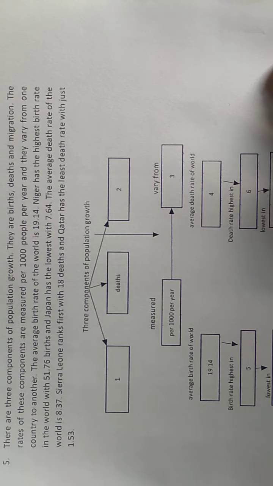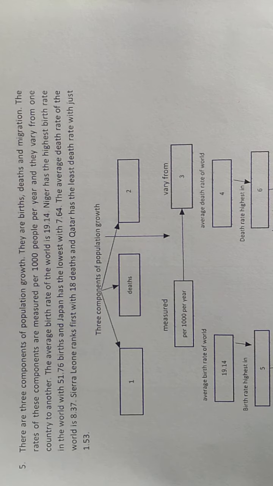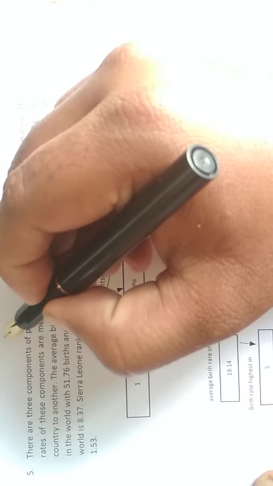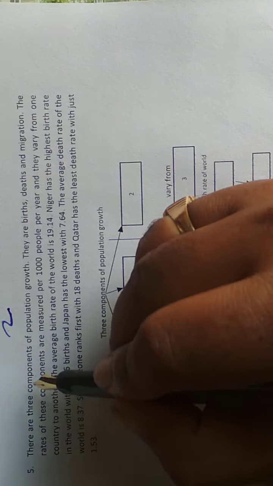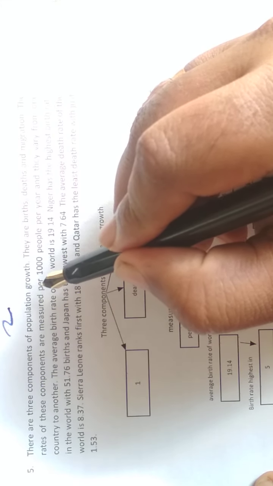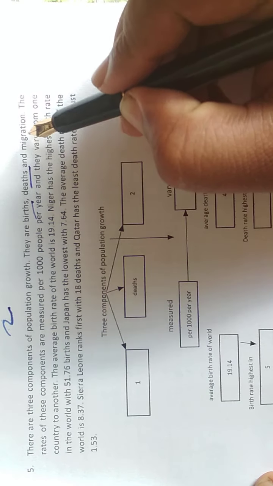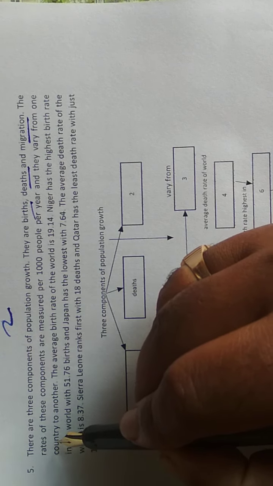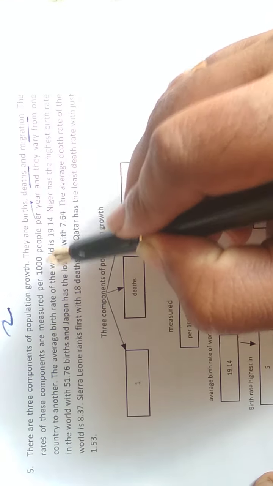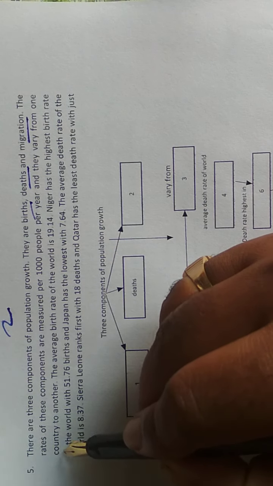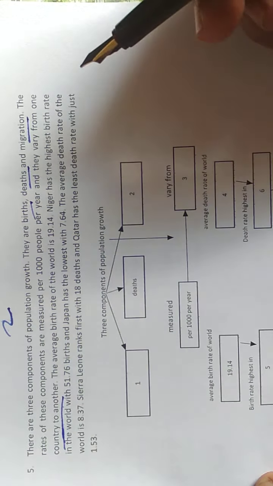I am going to give you one more example. This is example number 2. There are three components of population growth. They are birth, death, and migration. The rate of these components is measured per thousand per year, and they vary from one country to another country.